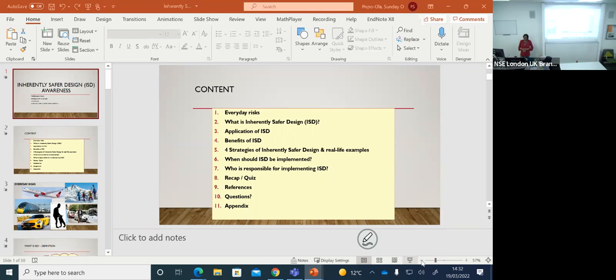And then, I'll just check from time to time that people are awake. So I'll be throwing in questions and handing out chocolates to anybody in the room that's able to answer some of the questions. I've also added three slides in the appendix section for anyone who wants to know a little bit more about how to implement inherently safer design on a project that they're on. But I'll keep it fairly simple. I'll make it relevant to real life, and hopefully you all enjoy it.